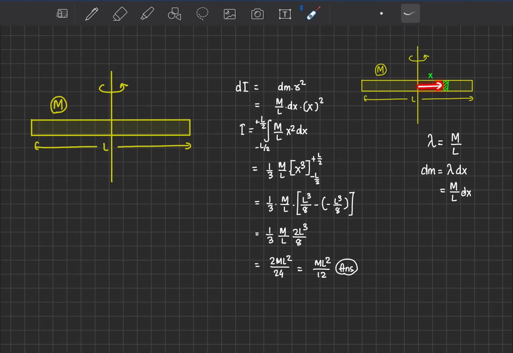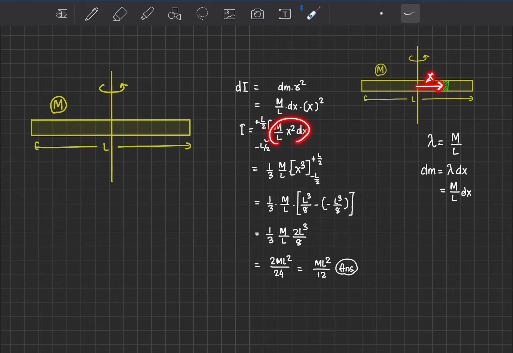From the axis at a distance x, we choose a small element whose length is dx. That small element's mass, we are writing dm, is m by L into dx. Now we will integrate this value. So m by L into dx into r square, which is our x square. The r value is x here, so that element is at x distance.